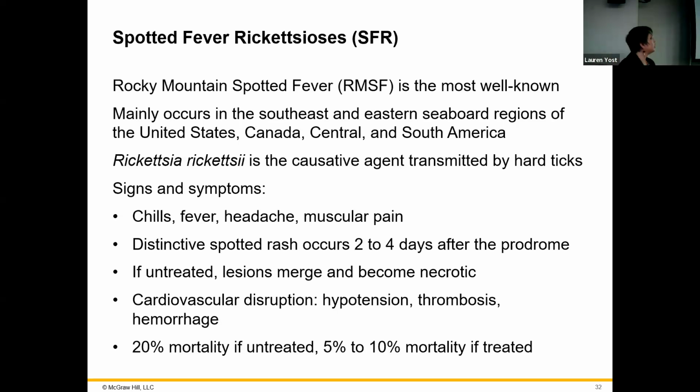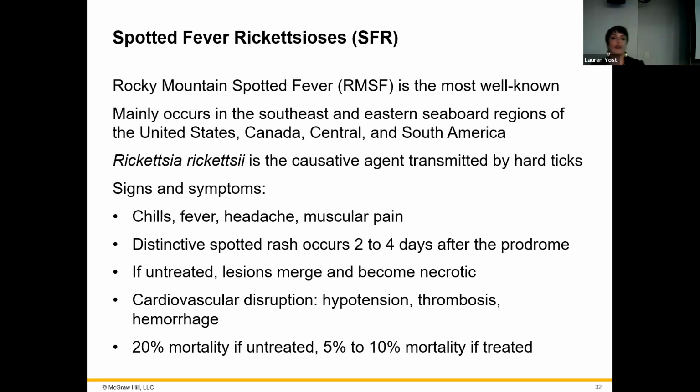Moving on to spotted fever rickettsiosis. The more common one that we're aware of is Rocky Mountain spotted fever. This is caused by a bacteria, Rickettsia rickettsii, an easy name at least. It is also transmitted by hard ticks, and this one is found all throughout the United States. So are ehrlichiosis and anaplasmosis, but again, it's not as serious of a disease, so we don't worry about it as much. But Rocky Mountain spotted fever is pretty serious.